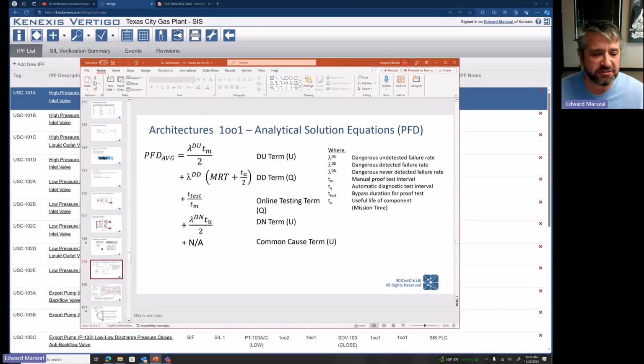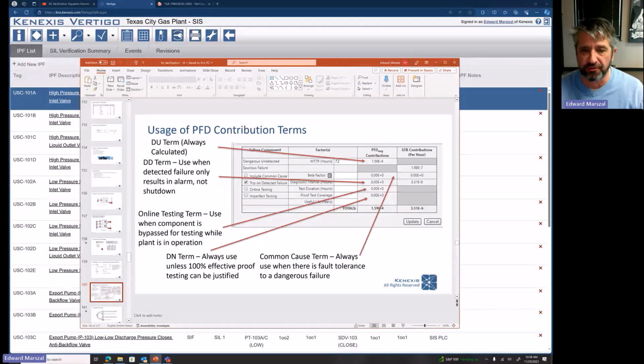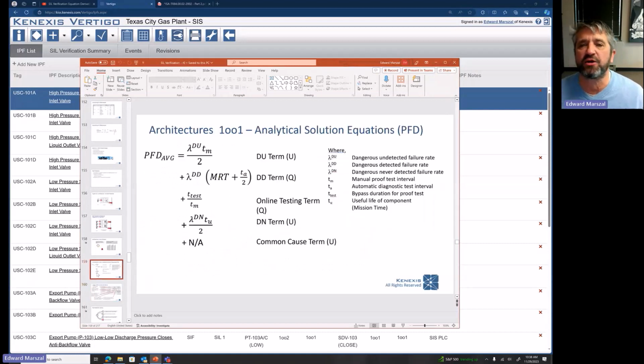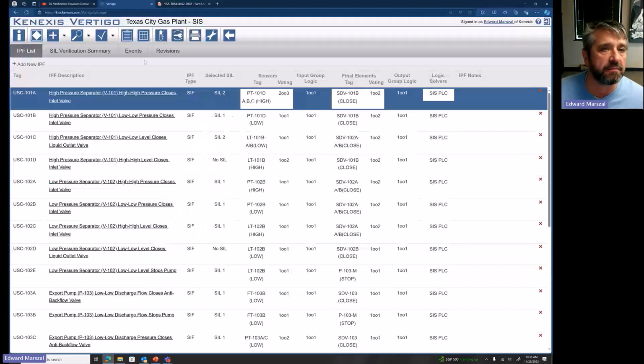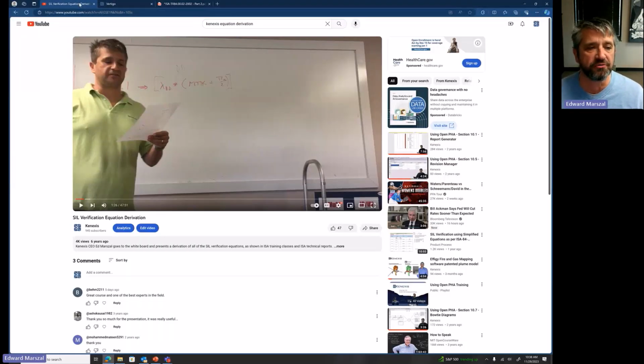Okay, and again, the next slide shows you in the Vertigo software where all of these terms are used. But where did these equations come from? I'm going to give you the brief, quick and dirty version because I don't want to spend an infinite amount of time on where these equations came from. But if that's something you want to see, let me go back into my web browser, and I'm going to go to YouTube.